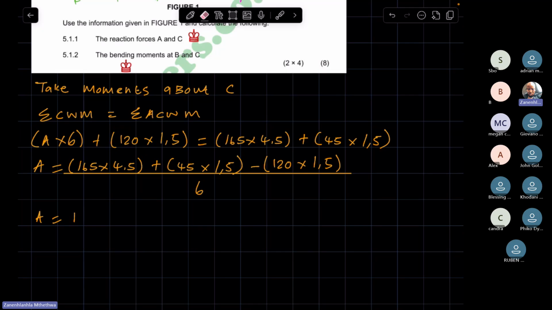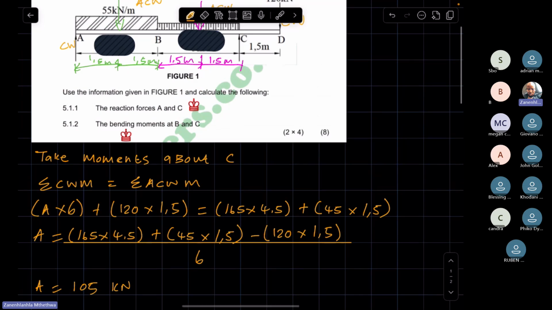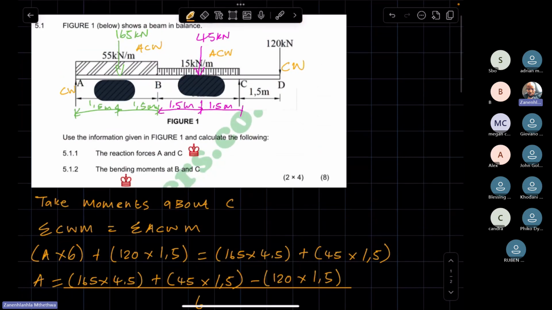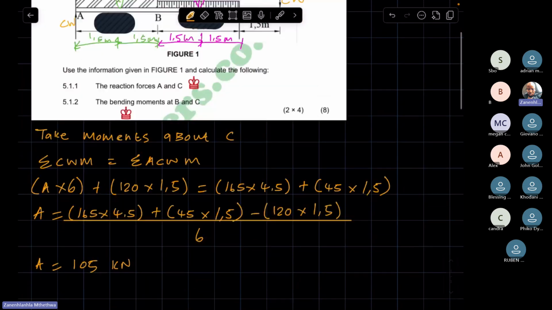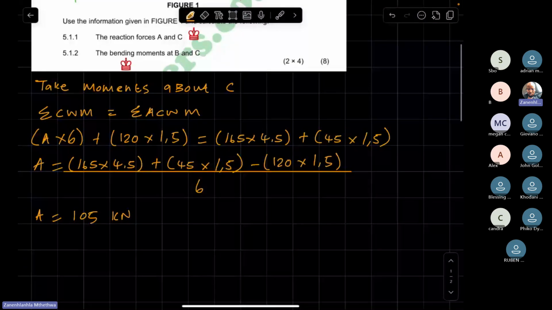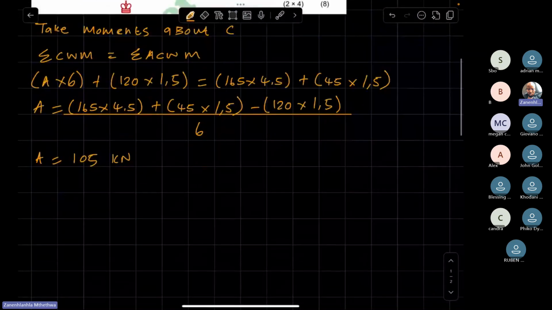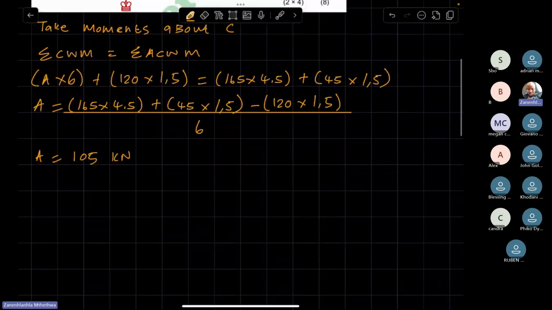Right, so this is 105 kilonewtons, no commas. And that's what you have. Once you have this, now you can calculate the reaction at C by eliminating A. And the way you do that is by taking moments about A.